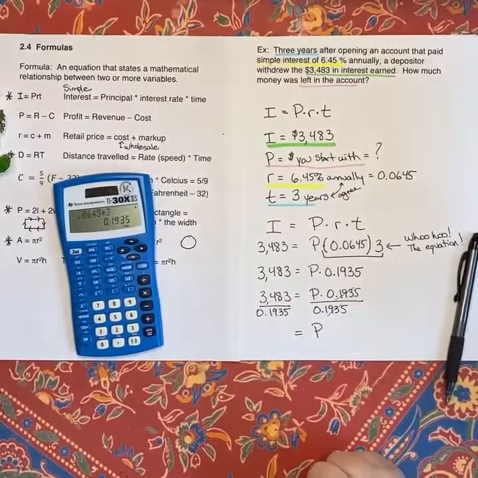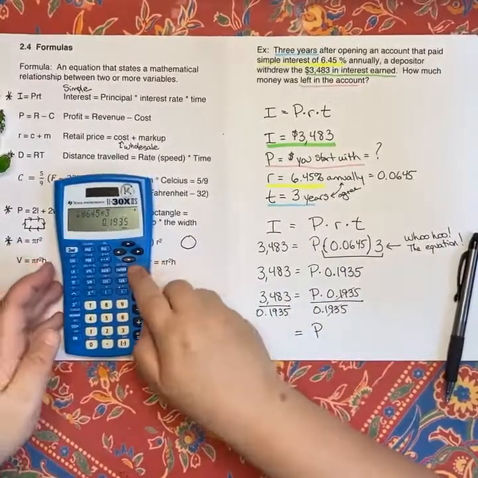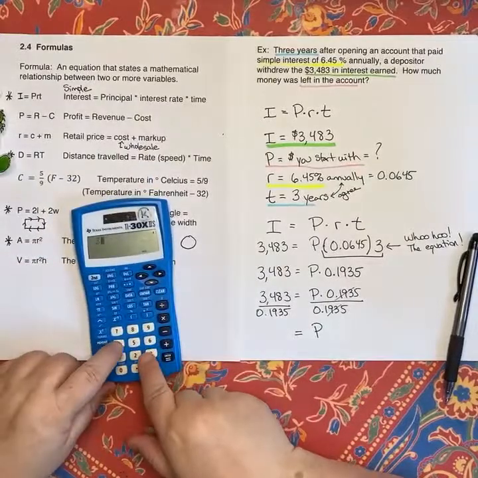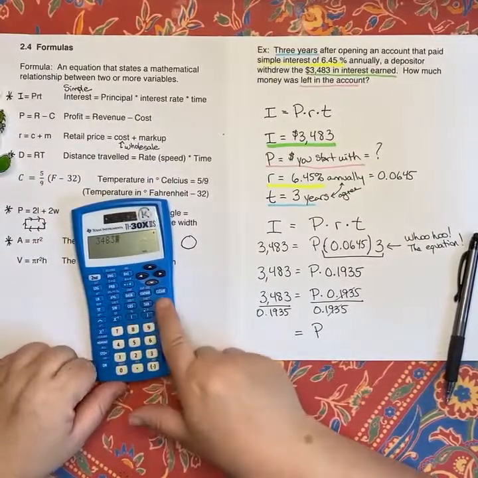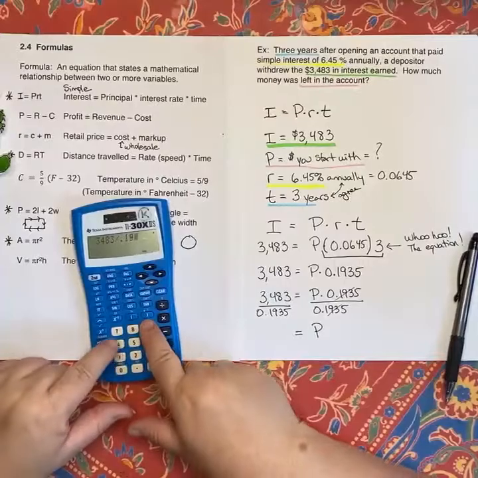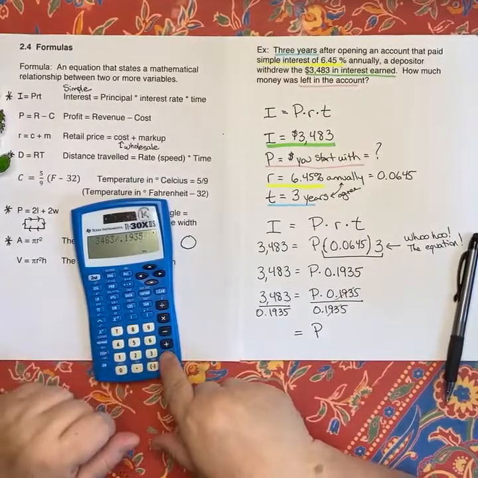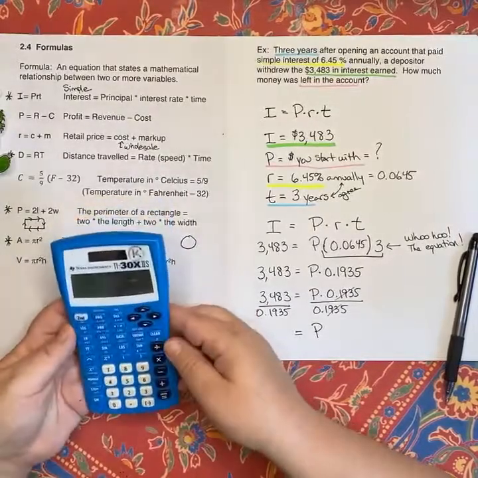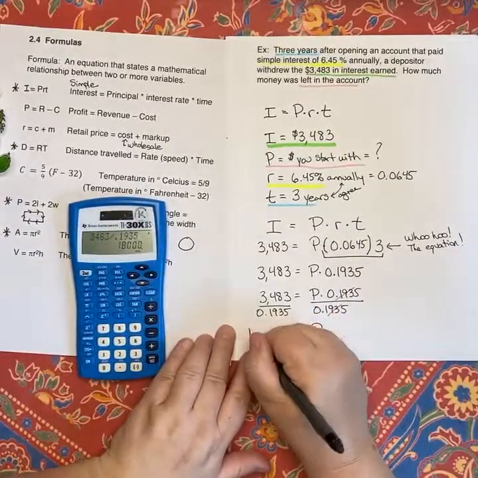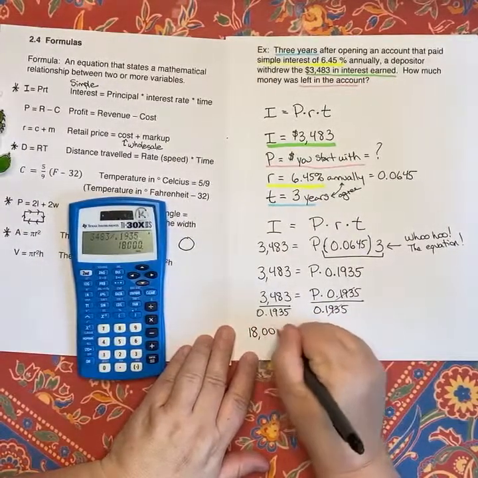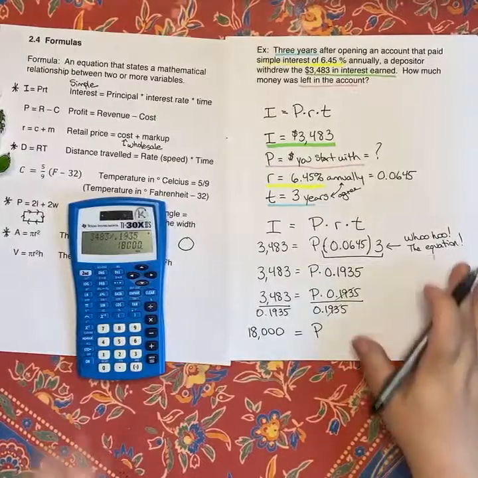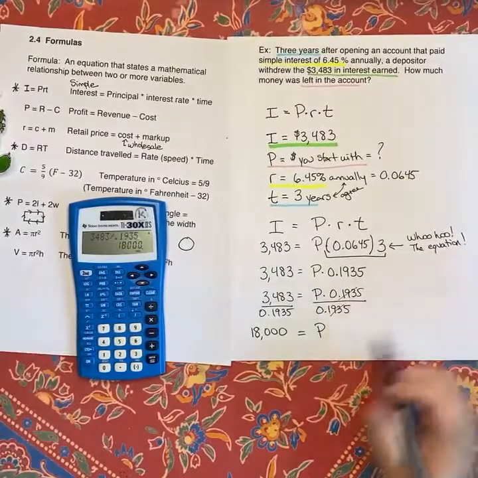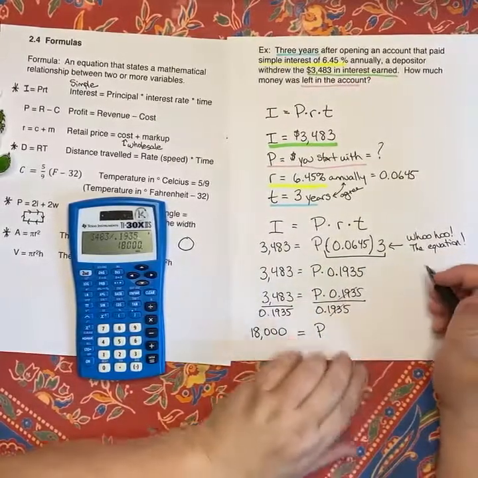Now let me look at the left side. I've got 3483 divided by 0.1935. And oh my goodness, that is so cool. It turned out exact. It's 18,000. So what does that mean? Well, what that means is I started with $18,000.